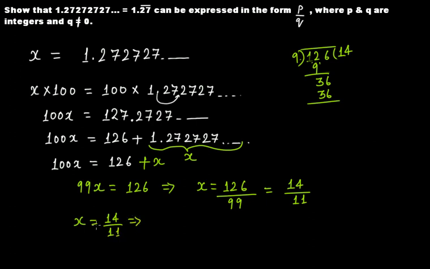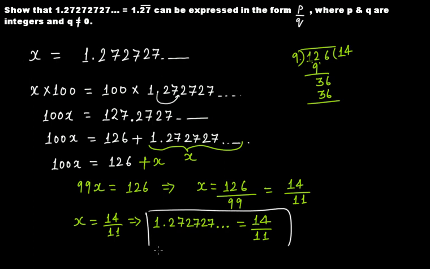It means that x, 1.272727 and so on, is equal to 14 by 11. It means that this is of the form p by q, where p is 14 and q is 11. So this can be written in the form p by q, and therefore this is a rational number.